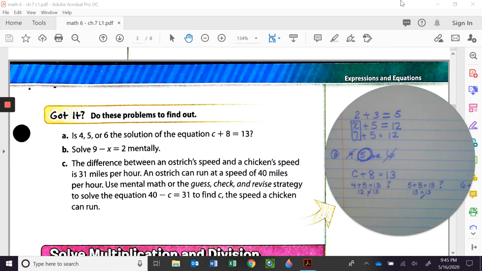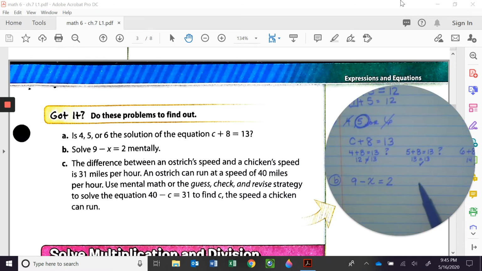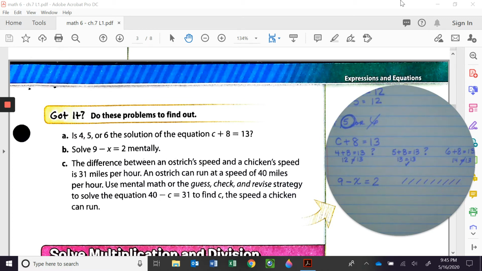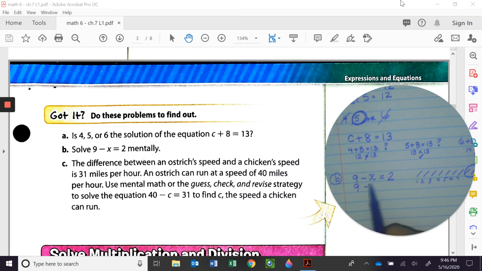Okay. All right, B. It says solve 9 take away x equals 2. All right, so if you have 9, 1, 2, 3, 4, 5, 6, 7, 8, 9, and we want to be left over with 2, what do we have to subtract? 1, 2, 3, 4, 5, 6, 7. So 9 take away 7 equals 2. So that means that our solution is 7.